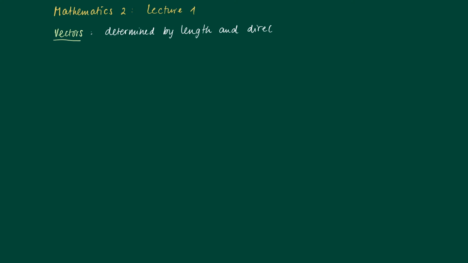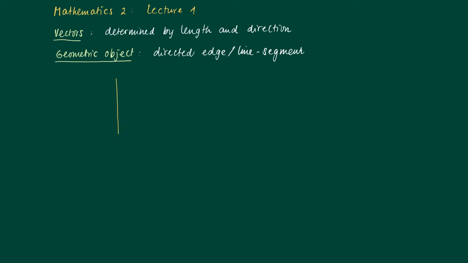So in this first lecture we will look at vectors as geometric objects, as directed edges or line segments. So we will be looking at the space as we see it around us in a plane.